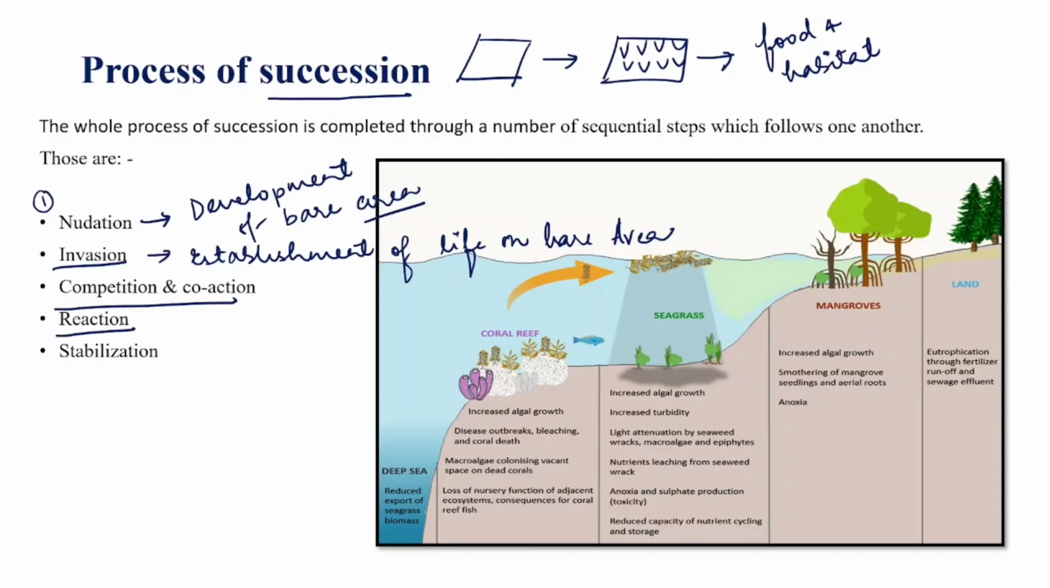Then reaction. So out of competition, what will happen? Some will survive, some may not survive, and some get replaced by other types of living forms. Say grass replaced by trees, right? Then we can expect the establishment of a stabilized community, which we call climax community. So that's what we have seen here.